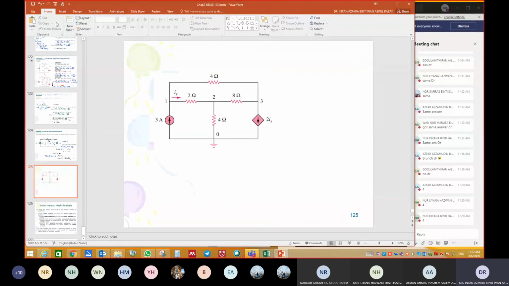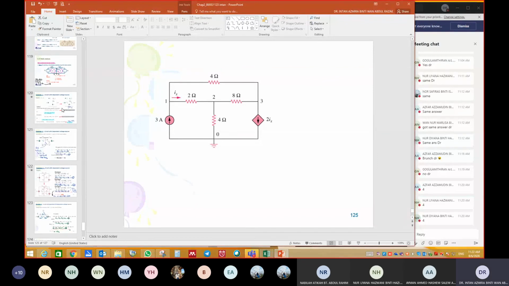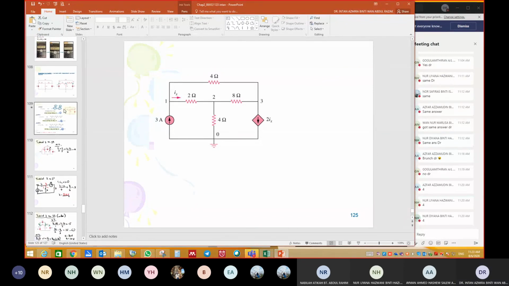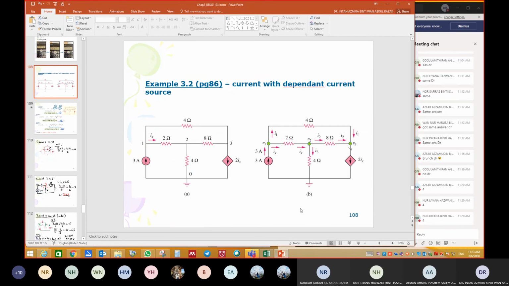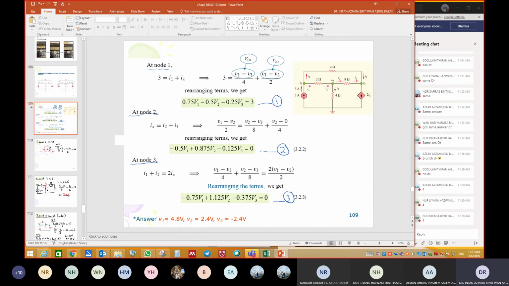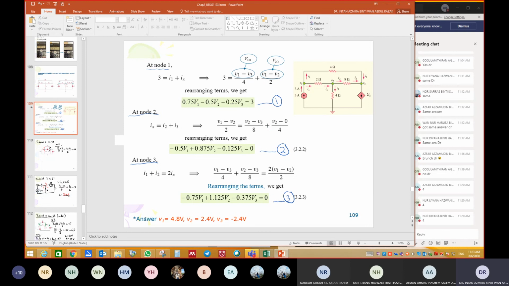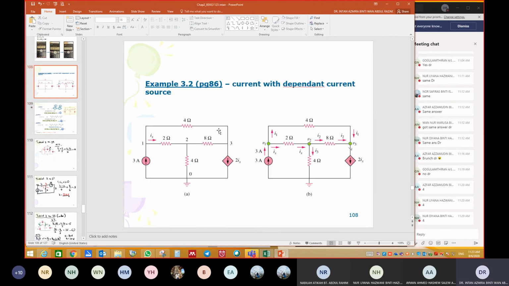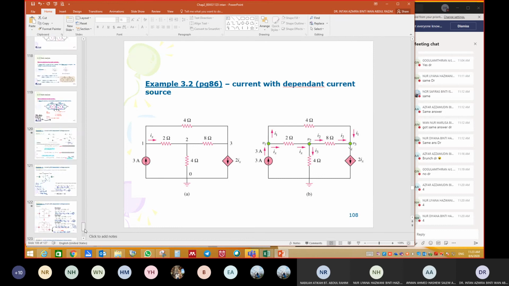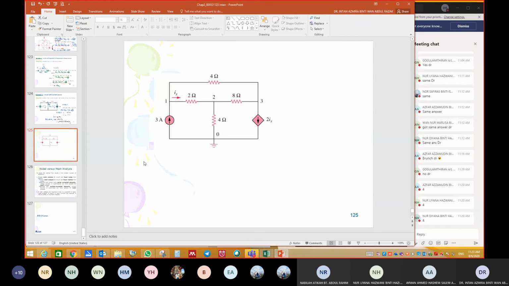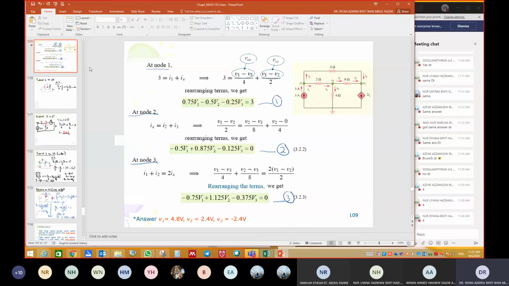Okay, let's solve this by using mesh. Okay, so V2. Okay, this is the answer. This is the answer.